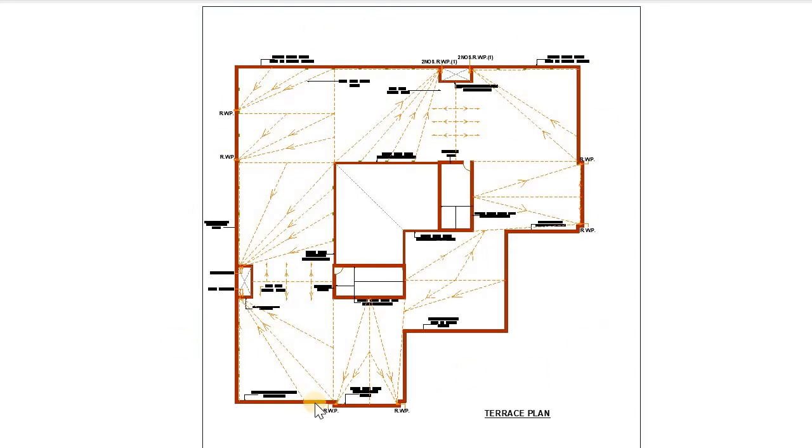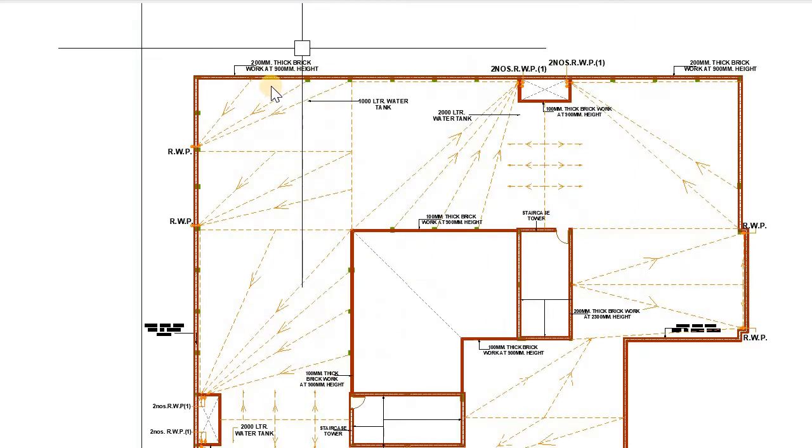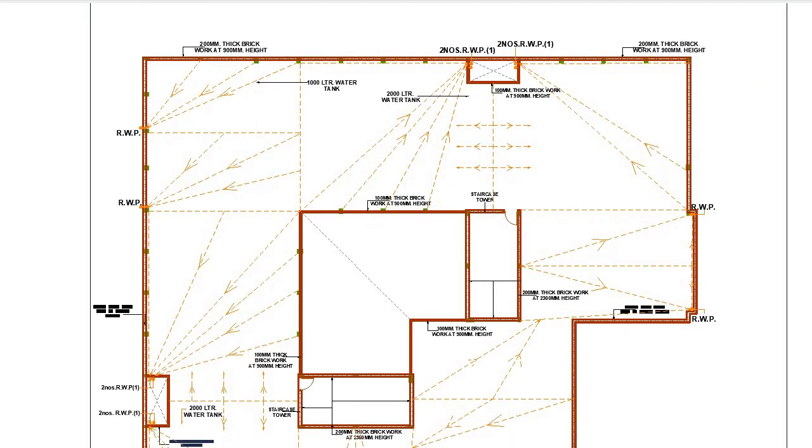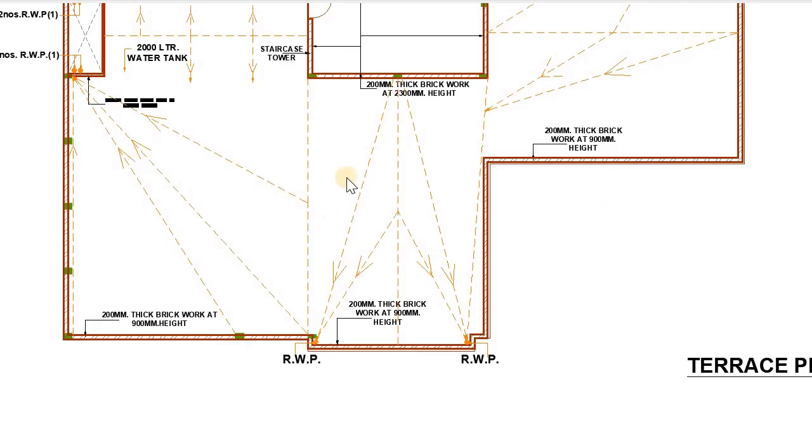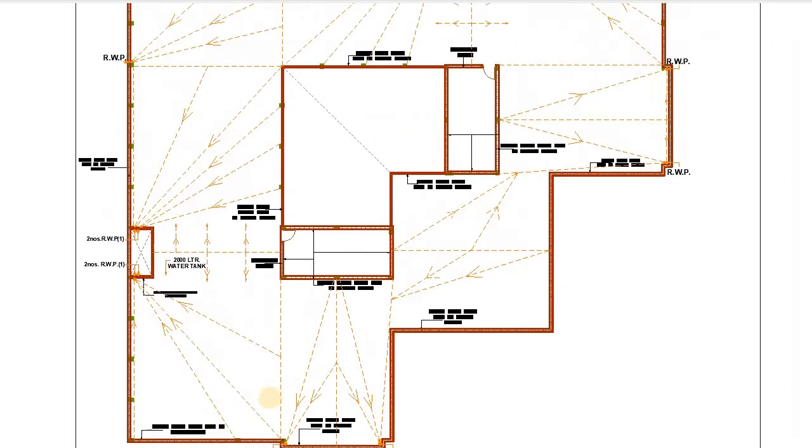Lastly, this is the terrace plan, which has been designed with 200 mm thick brick wall and a height of 900 mm from the terrace floor level. Now, as you can see in the layout, the complete terrace floor has been designed with the different slope sections, which means the water will flow towards this direction where the arrow has been marked, and it will pass through from this rainwater pipe which has been installed in the entire terrace floor plan.